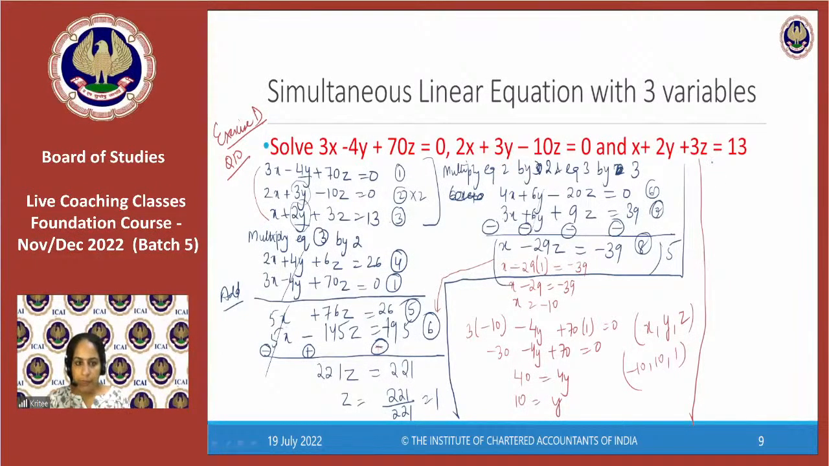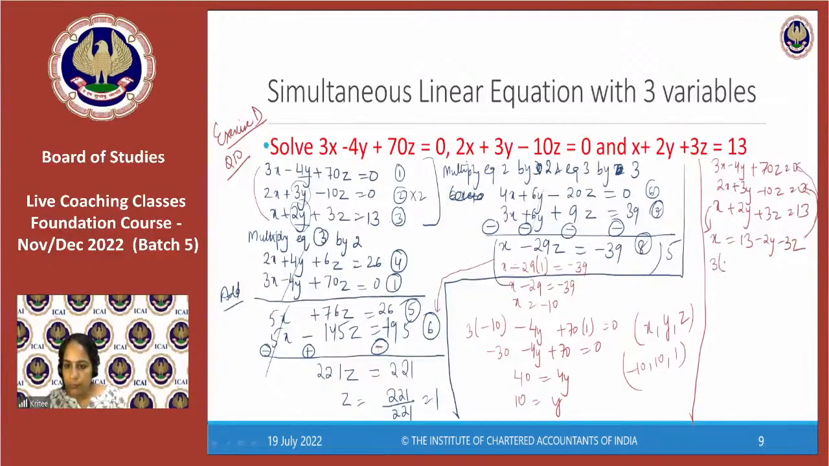So I had 3x minus 4y plus 70z equals 0, 2x plus 3y minus 10z equals 0, and x plus 2y plus 3z equals 13. I'll take the value of x from the last one. So the value of x is 13 minus 2y minus 3z. Just substitute this value for x in the other two equations. This is substitution. So 3 into 13 minus 2y minus 3z minus 4y plus 70z equals 0.